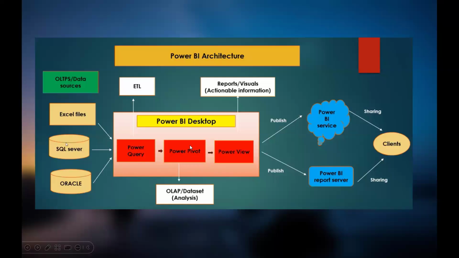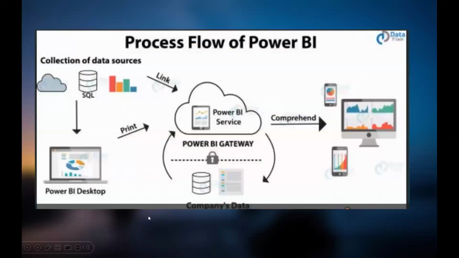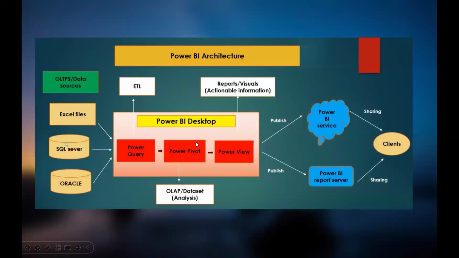Once the transformation is done, we'll move to the Power Pivot. I told you the client will store the data inside these data sources, in the form of tables. In the Power Pivot, once the tables are loaded, we will establish the relationship between the tables and create one data model between them. The process of establishing the relationship between those tables is what we'll study in Power Pivot. Once we have established the relationship, next we'll move to Power View.